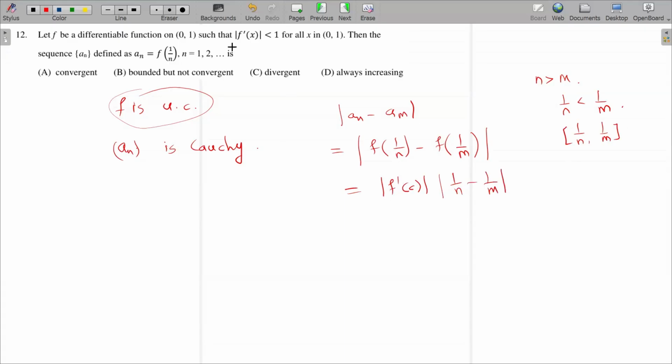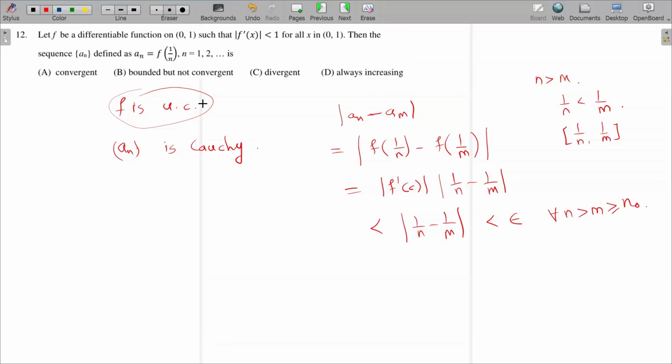And now this is bounded by 1. So this is less than mod 1 by n minus 1 by m. Now we already know that this sequence 1 by n is a Cauchy sequence. So this can be made less than epsilon for all n bigger than m bigger or equal to n naught. There is no issue. And hence this will be controlled, and hence you get a_n to be a Cauchy sequence.